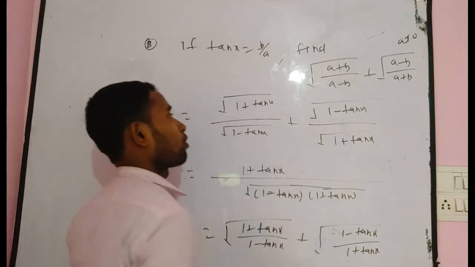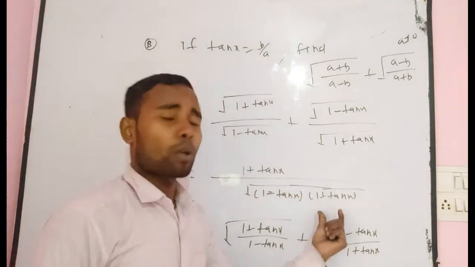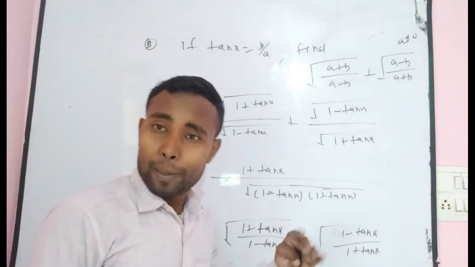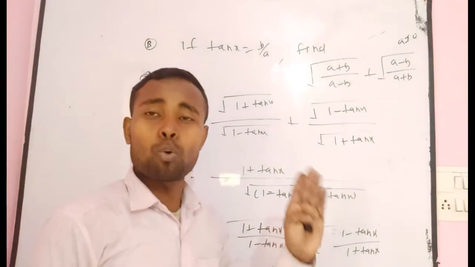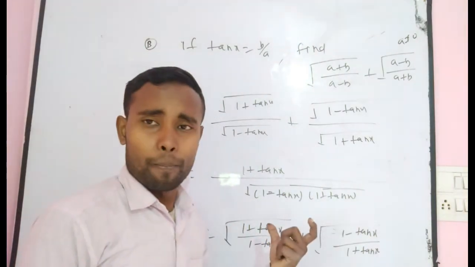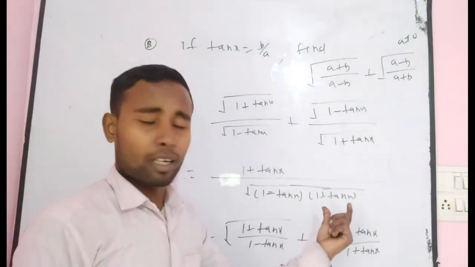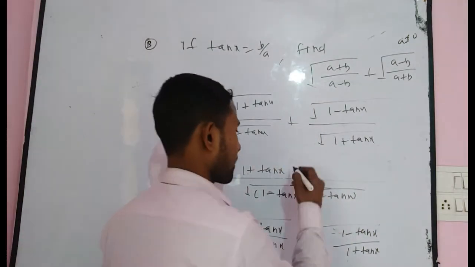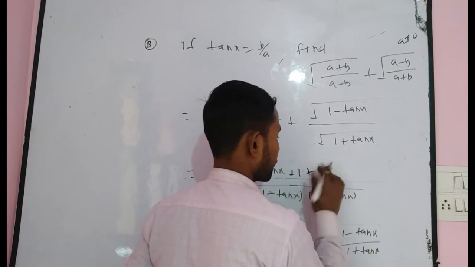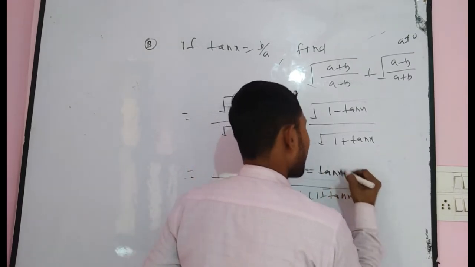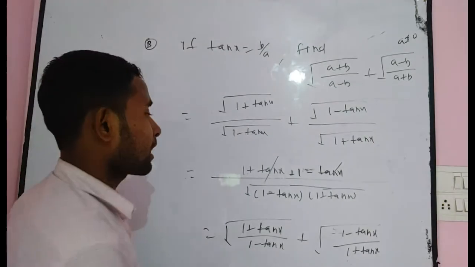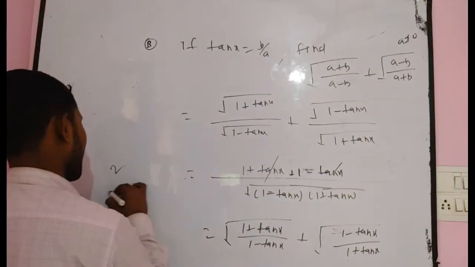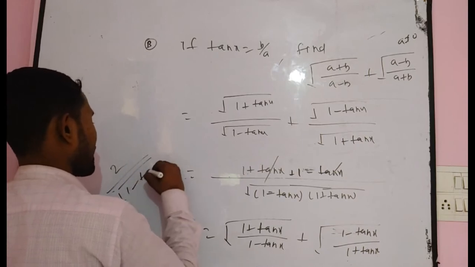Under root 1 plus 10x, because under root 1 plus 10x into under root 1 plus 10x becomes under root 1 plus 10x whole square. If it becomes under root 1 plus 10x whole square, you can take the square root, and the whole square of 1 plus 10x becomes 1 plus 10x, and it becomes 1 minus 10x. Here 10x and minus 10x cancel each other. So finally you get 1 plus 1, that is 2, divided by 1 plus 10x into 1 minus 10x. What will it be? It will be 1 minus 10x square.